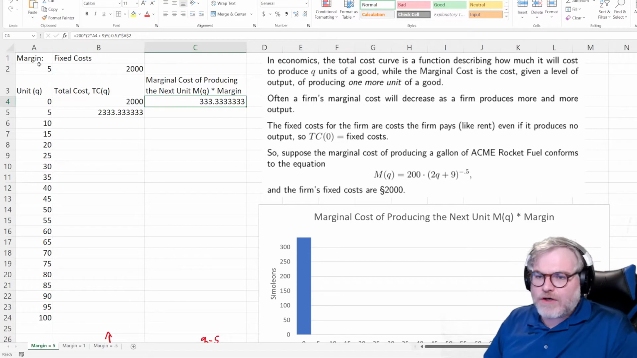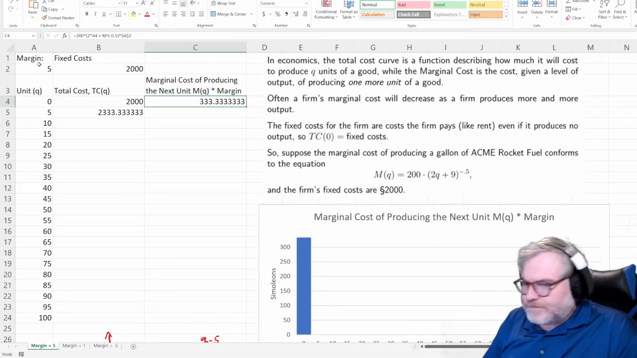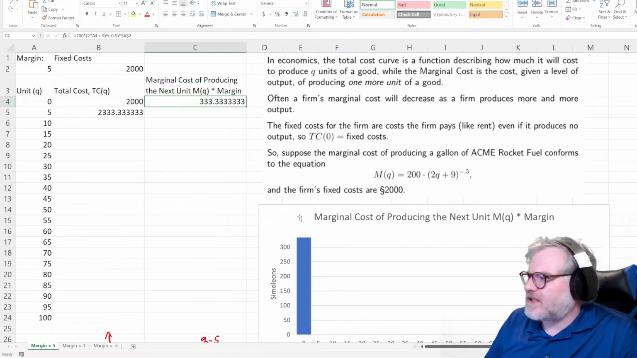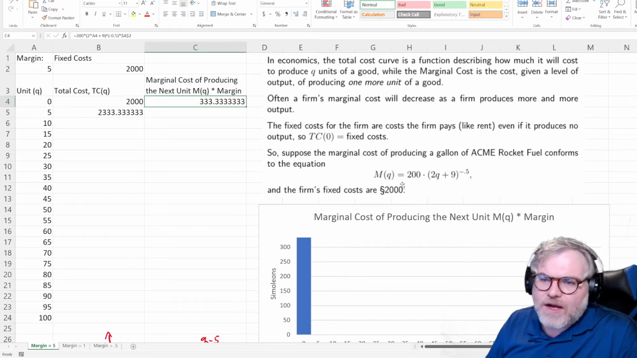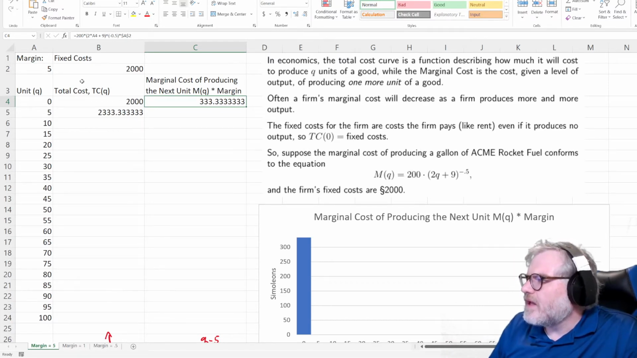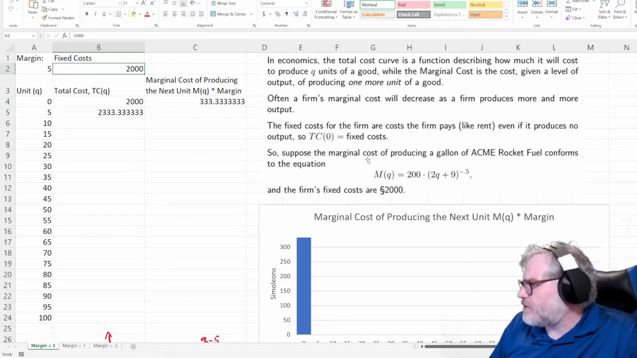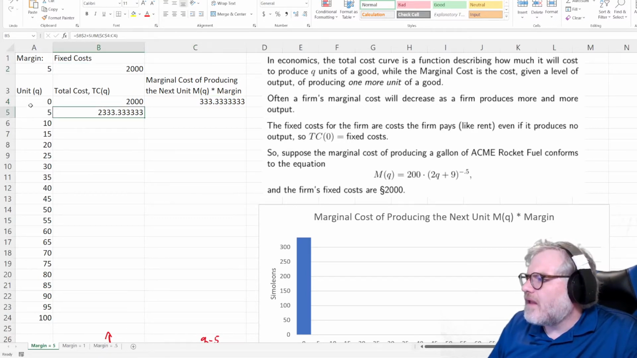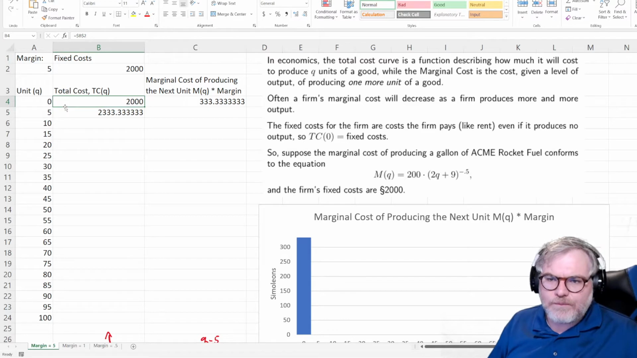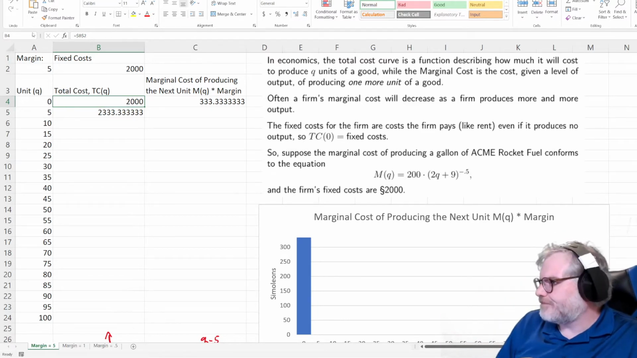I'm going to start with a margin of 5. Starting with a margin of 5, I'm going to compute the marginal cost of the next 5 units. So this is a per unit marginal cost, and I'm going to have to multiply it by 5. And my fixed costs in the problem are 2,000. Now, if I want to produce no units, of course, my total cost is 2,000, because that's what my fixed costs were.